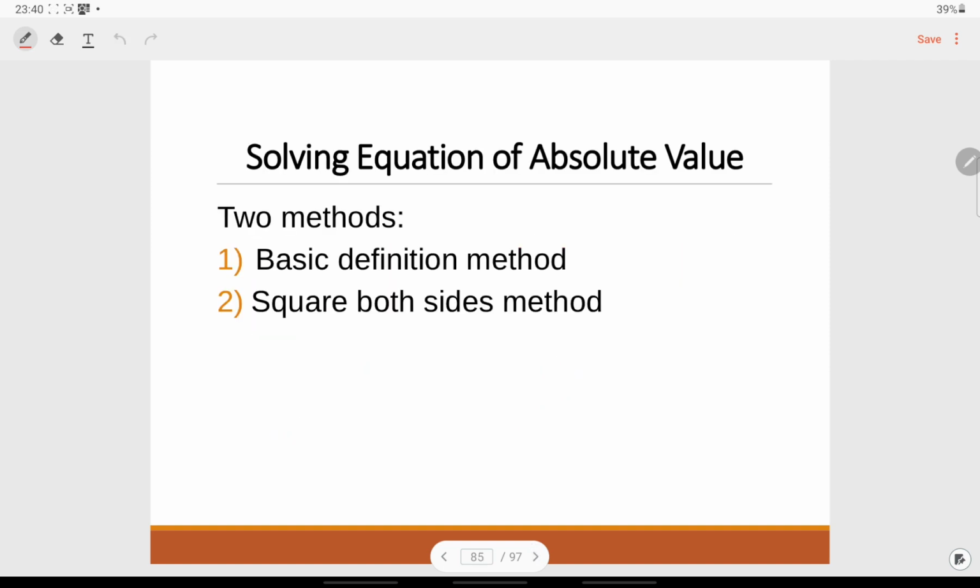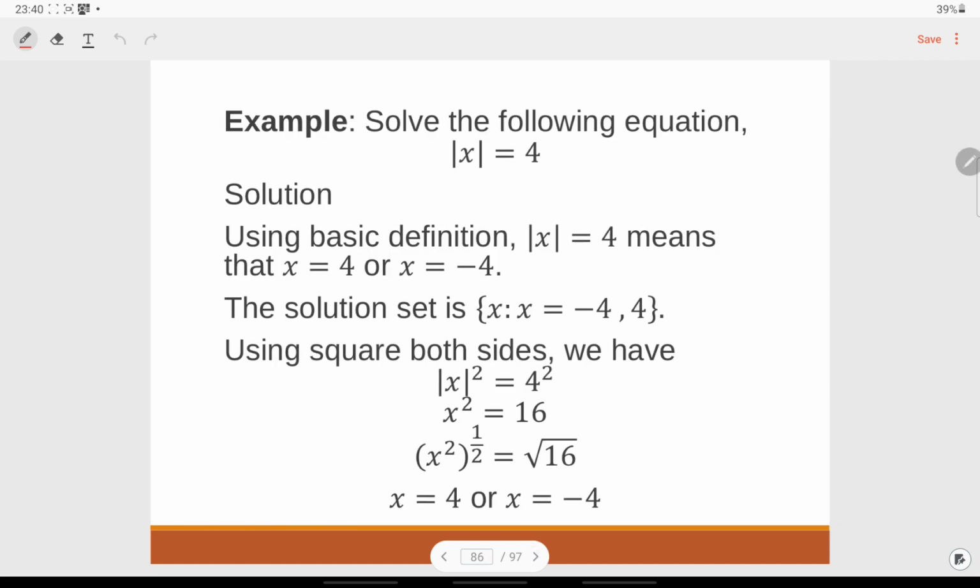Okay, so how to solve equation of absolute value. We start with equation, later on we cover the inequality. Okay, solving equation of absolute value, we have two methods. We have basic definition method and we also have square both side method.